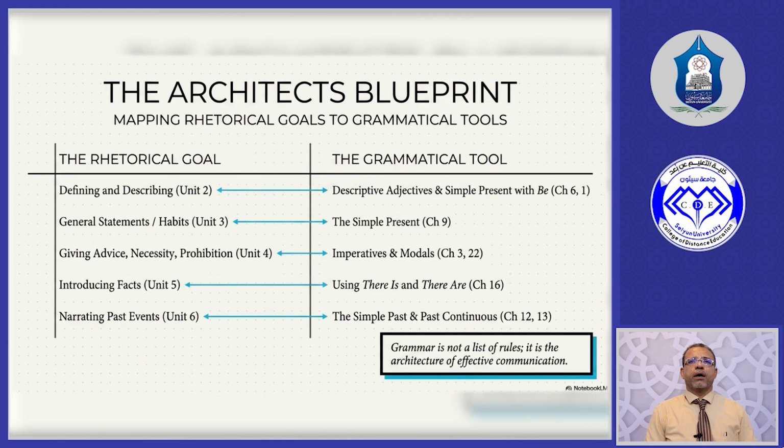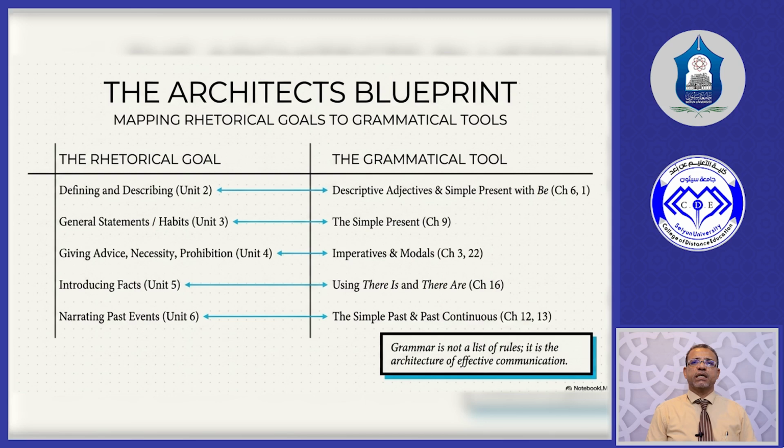The result of the brainstorming, outlining, and editing process, steps 1 to 4 there. The architectural blueprint: defining and describing, unit 2. The theoretical goal, the grammatical tool you will find. This is a layout of your book. Defining and describing, unit 2. General statements, habits, unit 3. Giving advice, necessity, prohibition, unit 4. Introducing facts, unit 5. And narrative, passive events, unit 6.